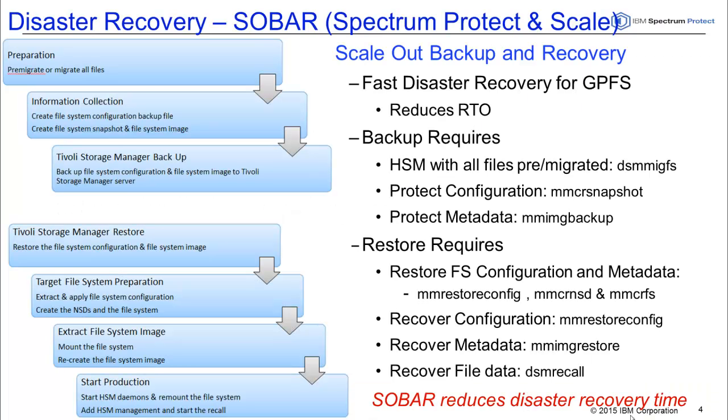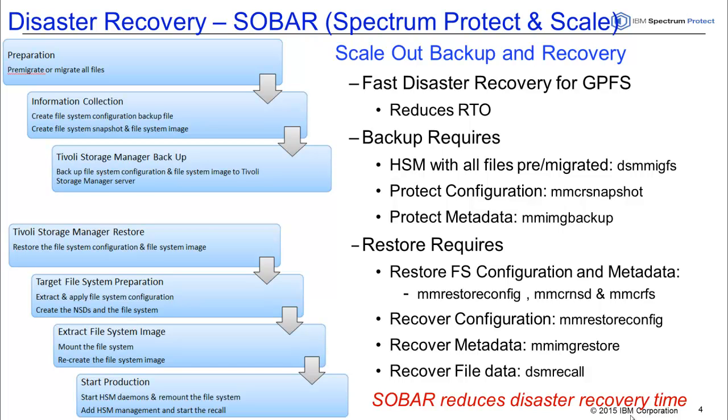So in summary, Spectrum Protect for Space Management and GPFS Spectrum Scale can work together to do disaster recovery called SOBAR, Scale Out Backup and Recovery. This disaster recovery is an expedited recovery for your GPFS file systems. It does require that you have space management installed and that you back up the configuration files to the space manager server.